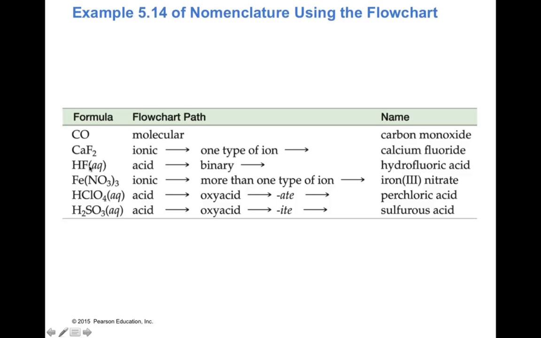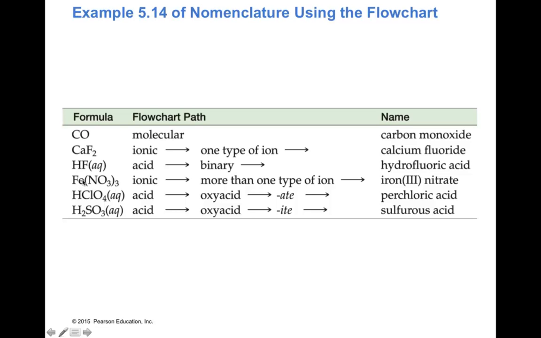Here we have HF. HF is a binary acid because we have two types of atoms. We start with hydro, then fluor, and then IC. So it's going to be hydrofluoric, and we add the word acid at the end. Here we have an ionic compound. This is not an acid because it doesn't start with an H. So we can classify it as ionic or molecular. It's not molecular because we have a metal, so this compound is an ionic compound.